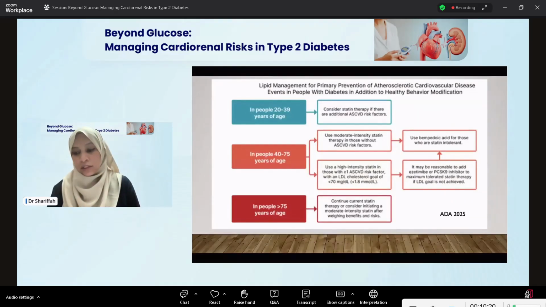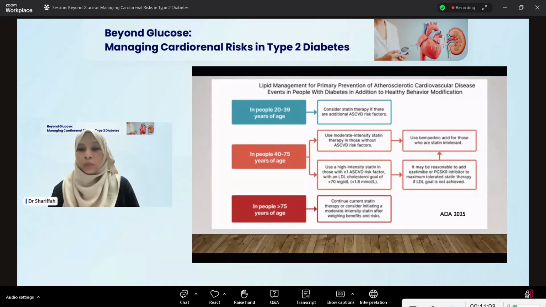This is according to the ADA guidelines from 2025, very updated. This shows lipid management for primary prevention of CVD in patients with diabetes, in addition to healthy behavior modification. Below 40, we are advised to consider statins if there are additional risk factors such as high blood pressure, smoking, obesity, and things like that. For those between 40 and 75 years old, we're encouraged to use moderate intensity statins. For those with more than one CVD risk factor, we're encouraged to use a high intensity statin, which includes atorvastatin or rosuvastatin, to achieve the target of below 1.8.